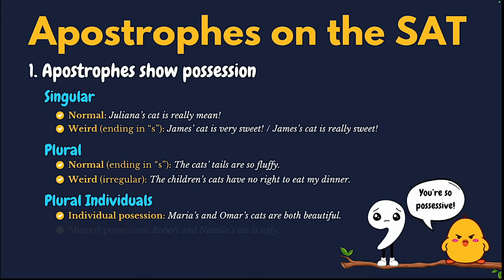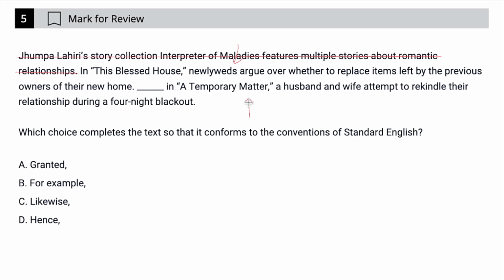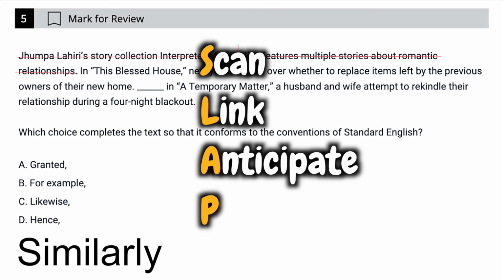The A in SLAP is to anticipate what the answer is going to be. So we want to come up with our own answer. And if we have two similar things, my go-to is usually "similarly." So I'm going to anticipate "similarly." And finally, the P in SLAP is to purge. I'm going to get rid of any answer choices that do not match my anticipation.